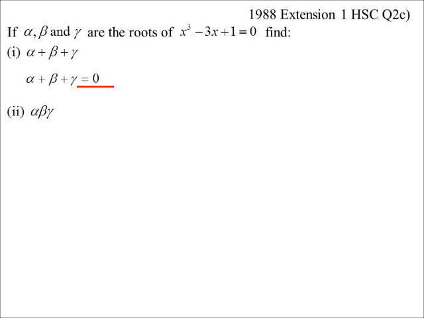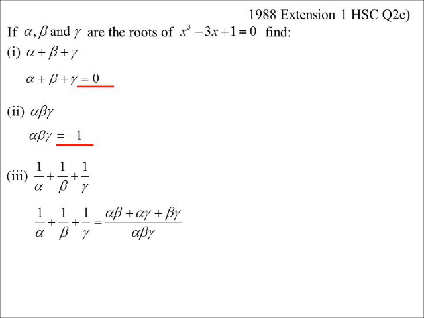Then in the second part they asked for 3 at a time, and 3 at a time in this one is -1. The third one they asked for was the fraction question, the sum of the reciprocals. So just like we saw before, subbing 2 at a time, which amazingly once again is -3 over -1, which we know the answer to be 3.